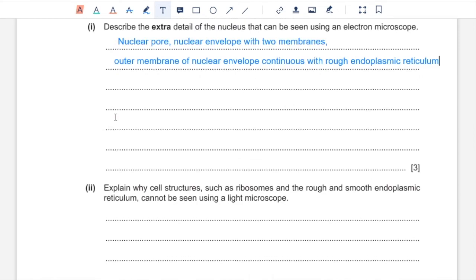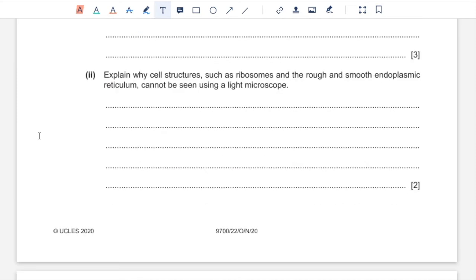To explain why cell structures such as ribosomes and the rough and smooth endoplasmic reticulum cannot be seen using a light microscope: a light microscope has a greatest resolution of 200 nanometers, so it cannot distinguish between two points which are smaller than 200 nanometers. And since all of these three structures are smaller than that, they are not visible using a light microscope.